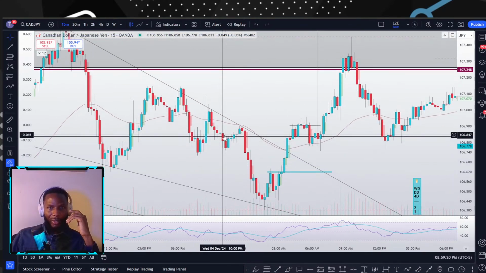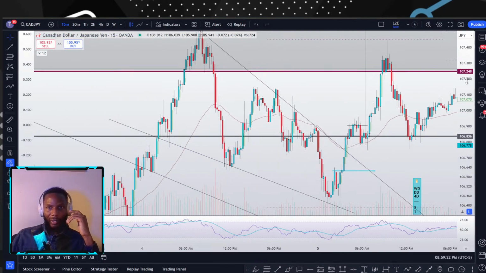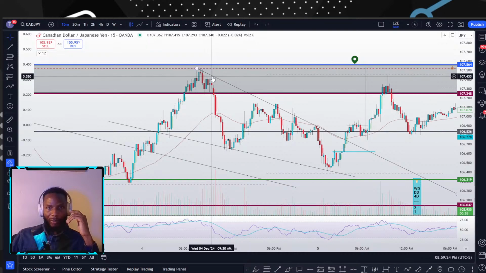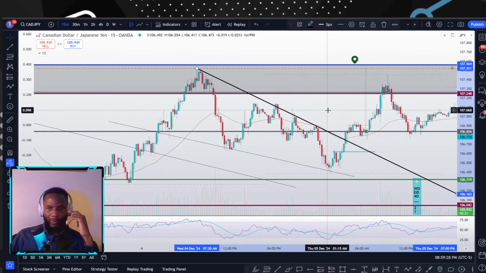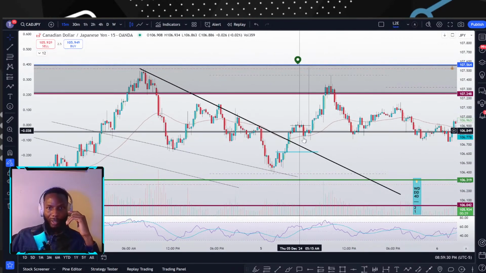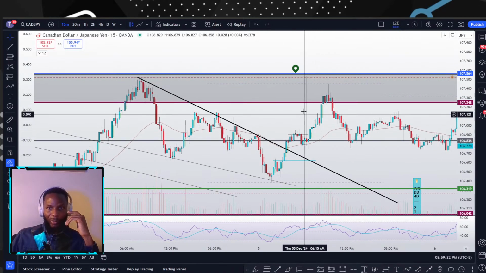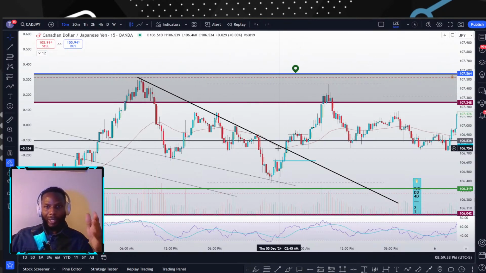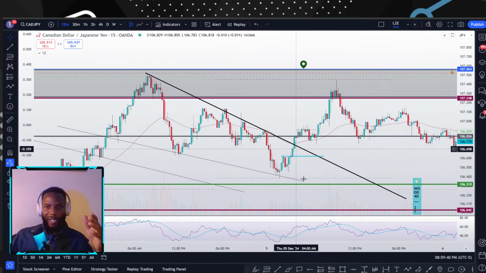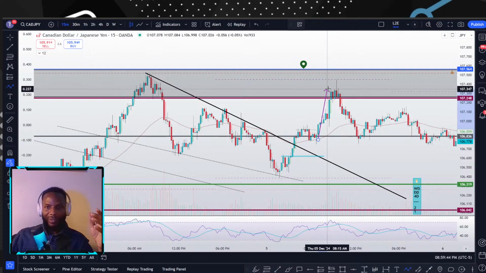So all I did was I drew this second trend line here, as you can see. I'll just make it darker. And I waited for this one to break on a smaller time frame. So even though you see all of those lines and markups on the chart, the trade was only from here to here. That's it.